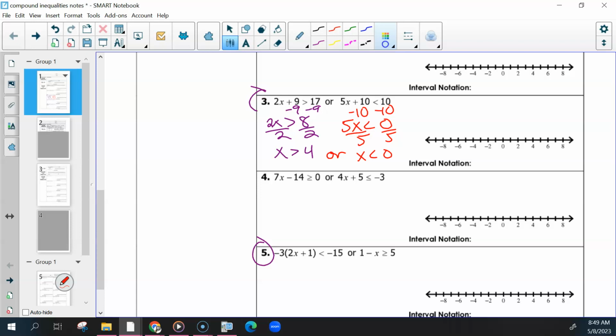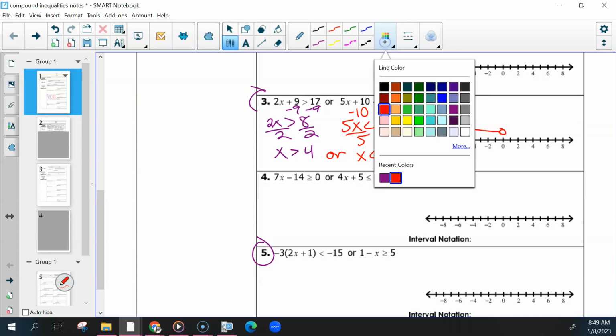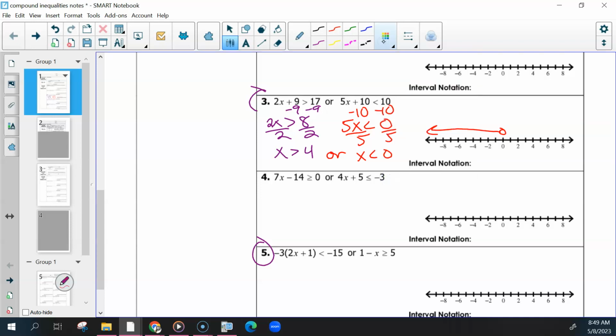And then you can graph them both. These would both be open circles because they don't have equal to. So x is less than 0 is everything below 0. x is greater than 4 is everything above 4.